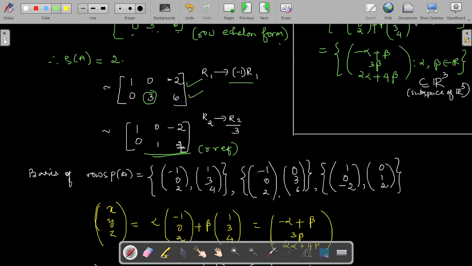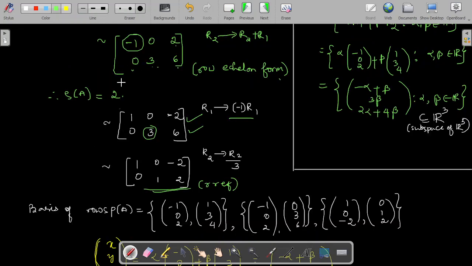If you have the row reduced echelon form, that is minus 1, 0, 2, 0, 3, 6, that is also a basis. And 1, 0, minus 2 and 0, 1, 2, that is also a basis. There are different possibilities. The first row and second row are both linearly independent because in the row echelon form you have non-zero rows. So the given vectors' corresponding rows also form a basis.